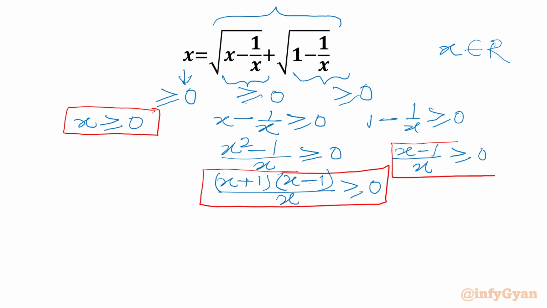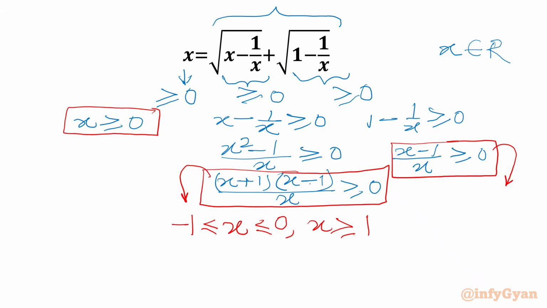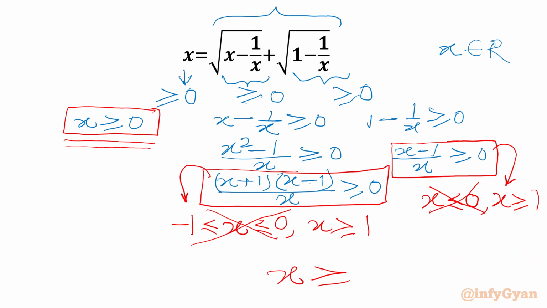Now using the number line method, if we find the restriction on x, then it should be in the interval minus 1 to 0, or if x is greater than or equal to 1, then this inequality will hold true. From this inequality, we will get either x less than or equal to 0 or x greater than or equal to 1. Now from the left hand condition, x greater than or equal to 0, we will reject these two. So we have x greater than or equal to 1.